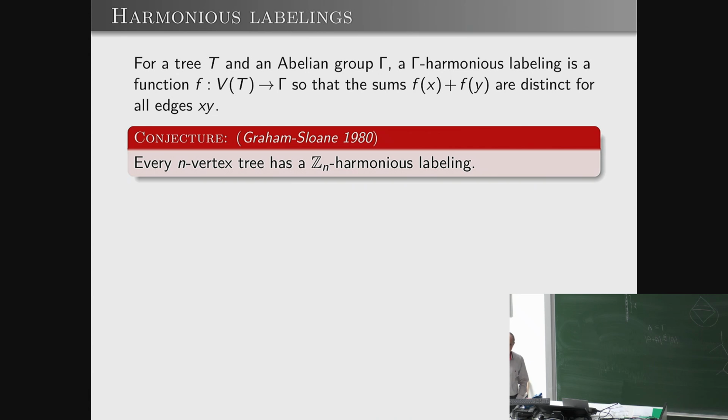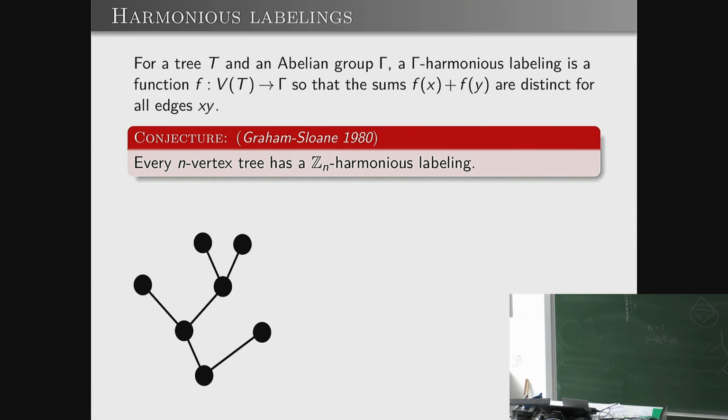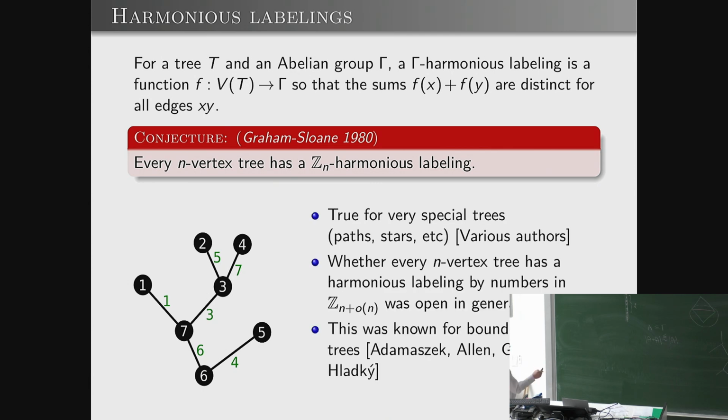It's n to the power n minus 2. And for each of these trees, you want to prove this result. So here's an example of this thing. If I take this tree and assign these labels and compute sums modulo 7, then I get distinct numbers. Is this concept clear? Right, so you assign. Now, what do we know about this conjecture?